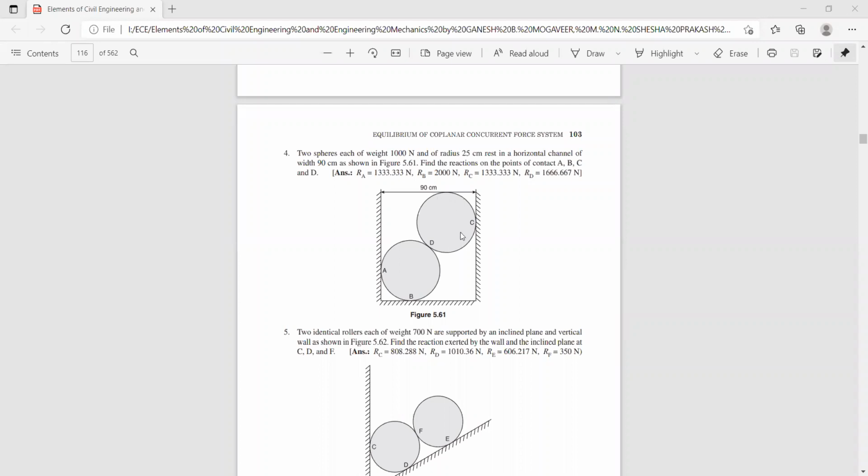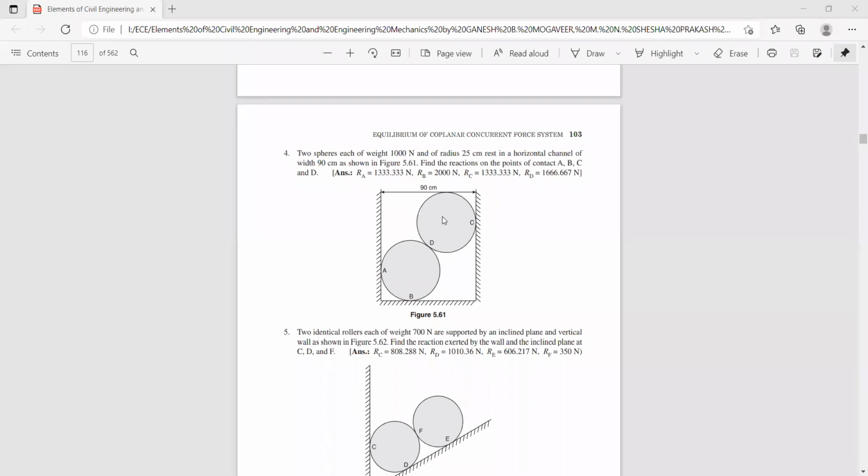So now let us take sphere 2. Draw the free body diagram, passing the reference axes through the center. You have a reaction RC like this, the weight of the sphere acting vertically downwards, and a reaction RD like this, which makes an angle of 36.86. Now find out the reactions RC and RD.